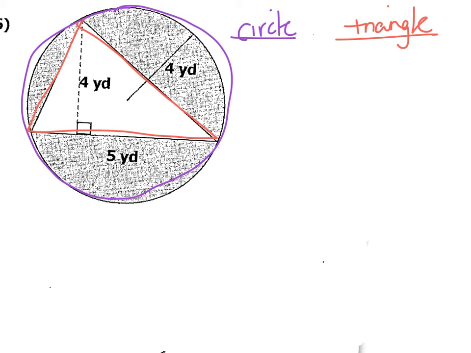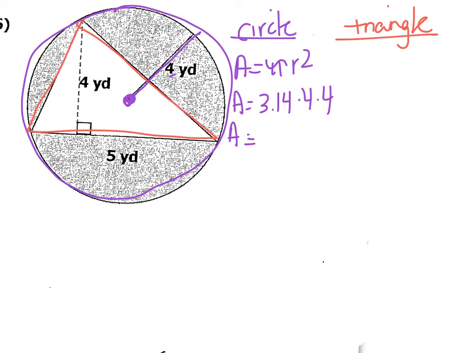All right, let's start with area of a circle. So area equals pi r squared. So that's 3.14 times the radius. So the center of the circle is here. To the outside is 4. So I have to do 3.14 times 4 times 4, which is 50.24. And that would be yards squared.